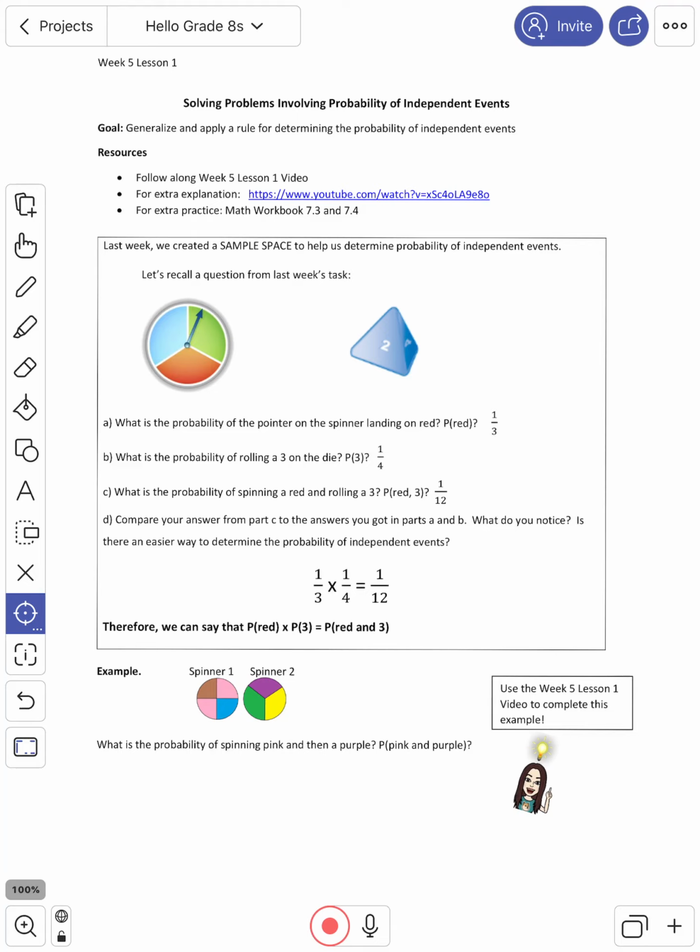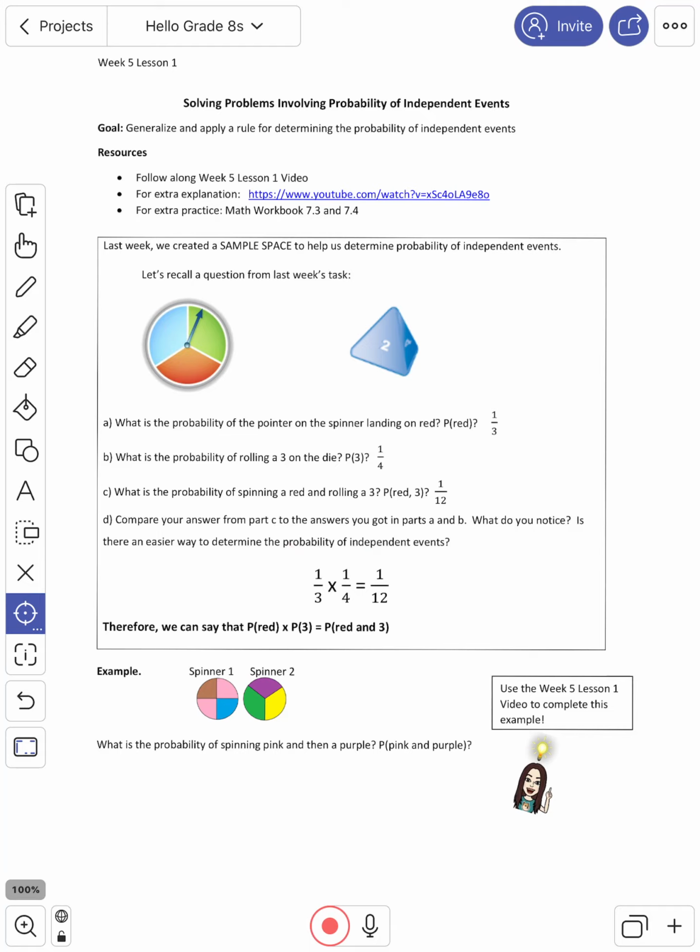What is the probability of rolling a 3 on a die? It's a 4-sided die, so there's 1 chance out of 4 sides that's gonna give us a 3, so it was 1/4. What is the probability of spinning a red and rolling a 3? Probability of red and 3. Again, this is an independent event because what I get on the spinner does not affect what I'm gonna get on the die. And when you listed the sample space of all of this, you probably got the answer 1/12.